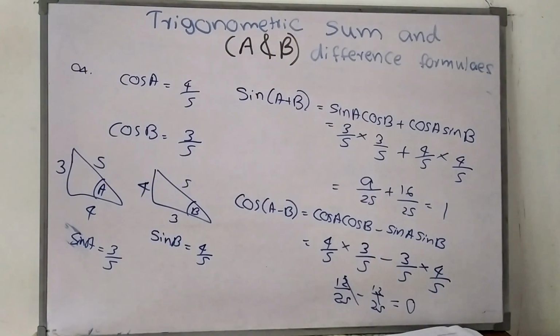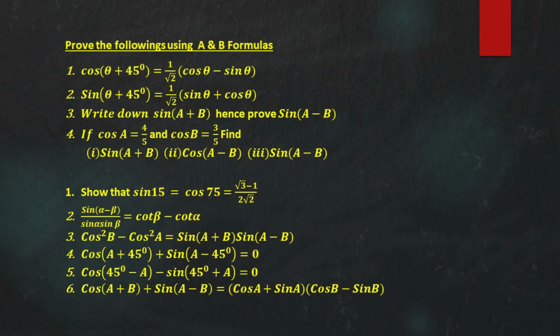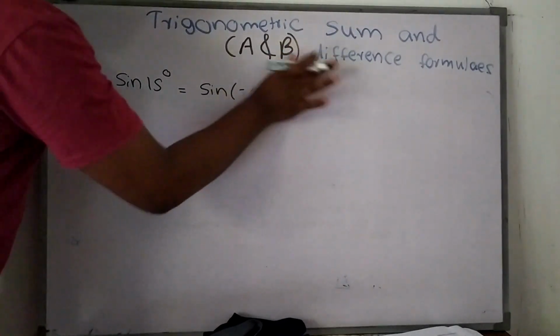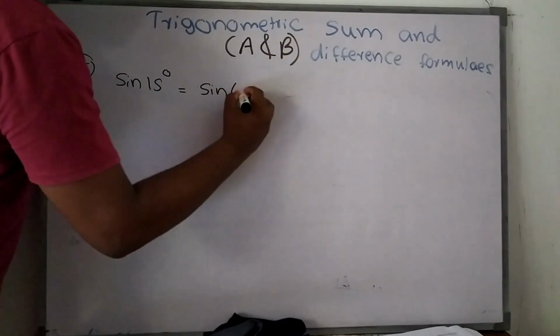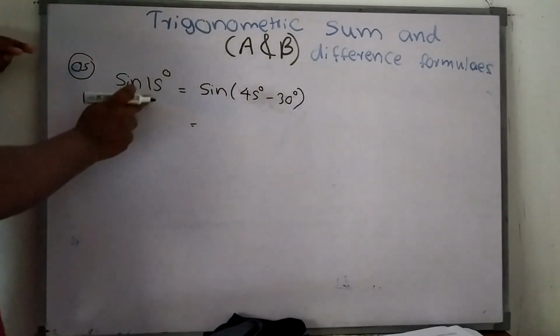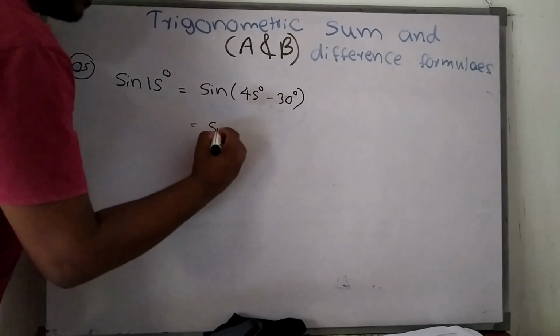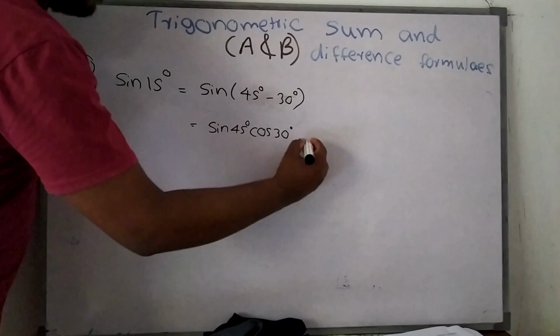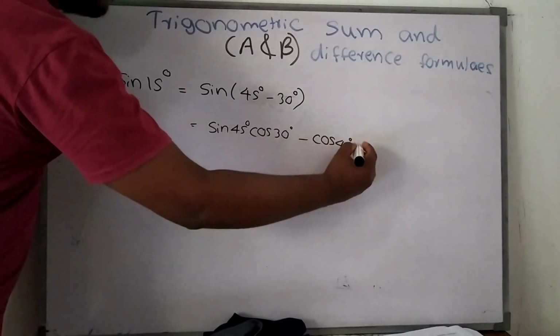Okay children, let's move to the next question, question number 5. Sin 15, right? So how to find sin 15? Actually it's easy, right? Sin 15 means sin 45 minus 30. So here it's 15, and you can expand it: sin 45 cos 30 minus cos 45 sin 30.